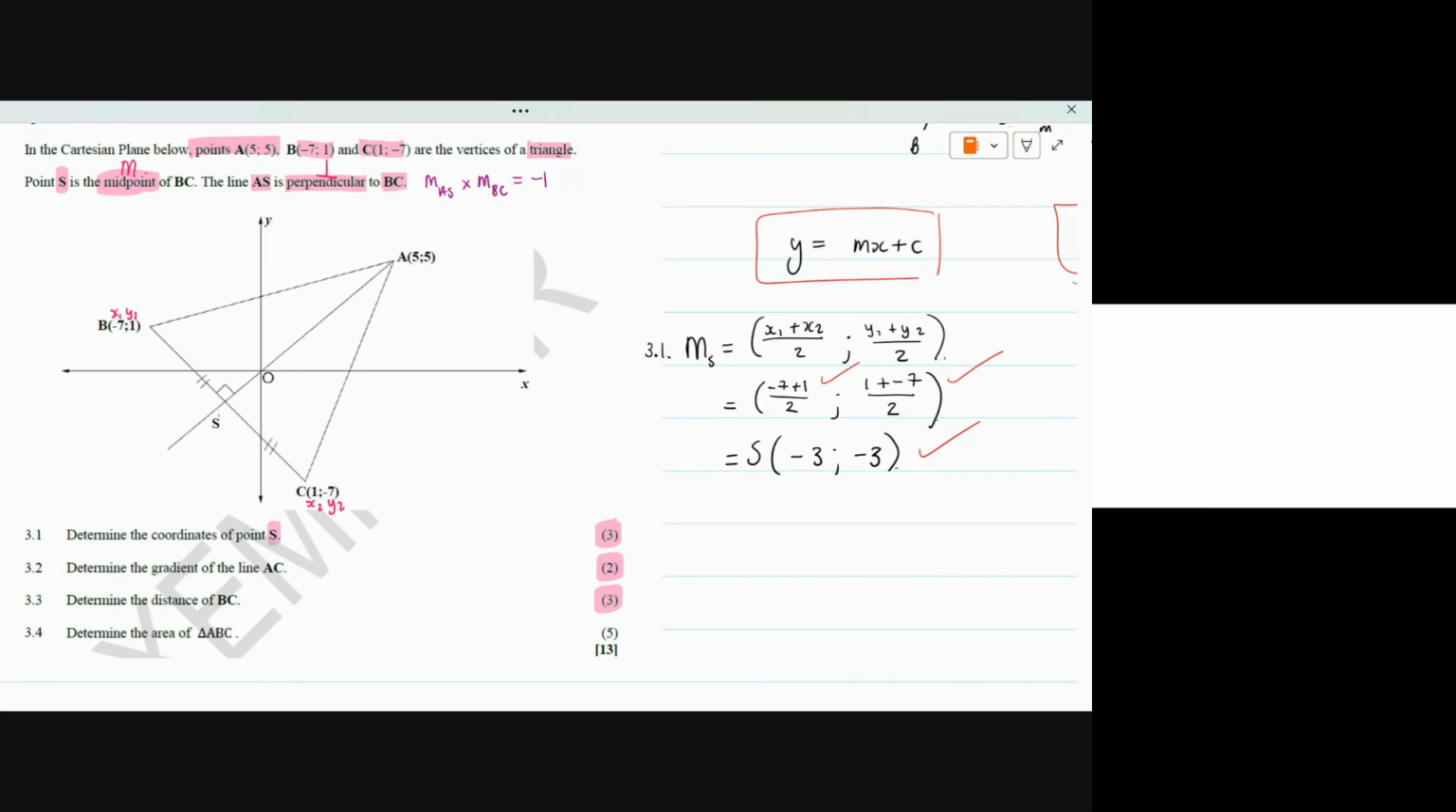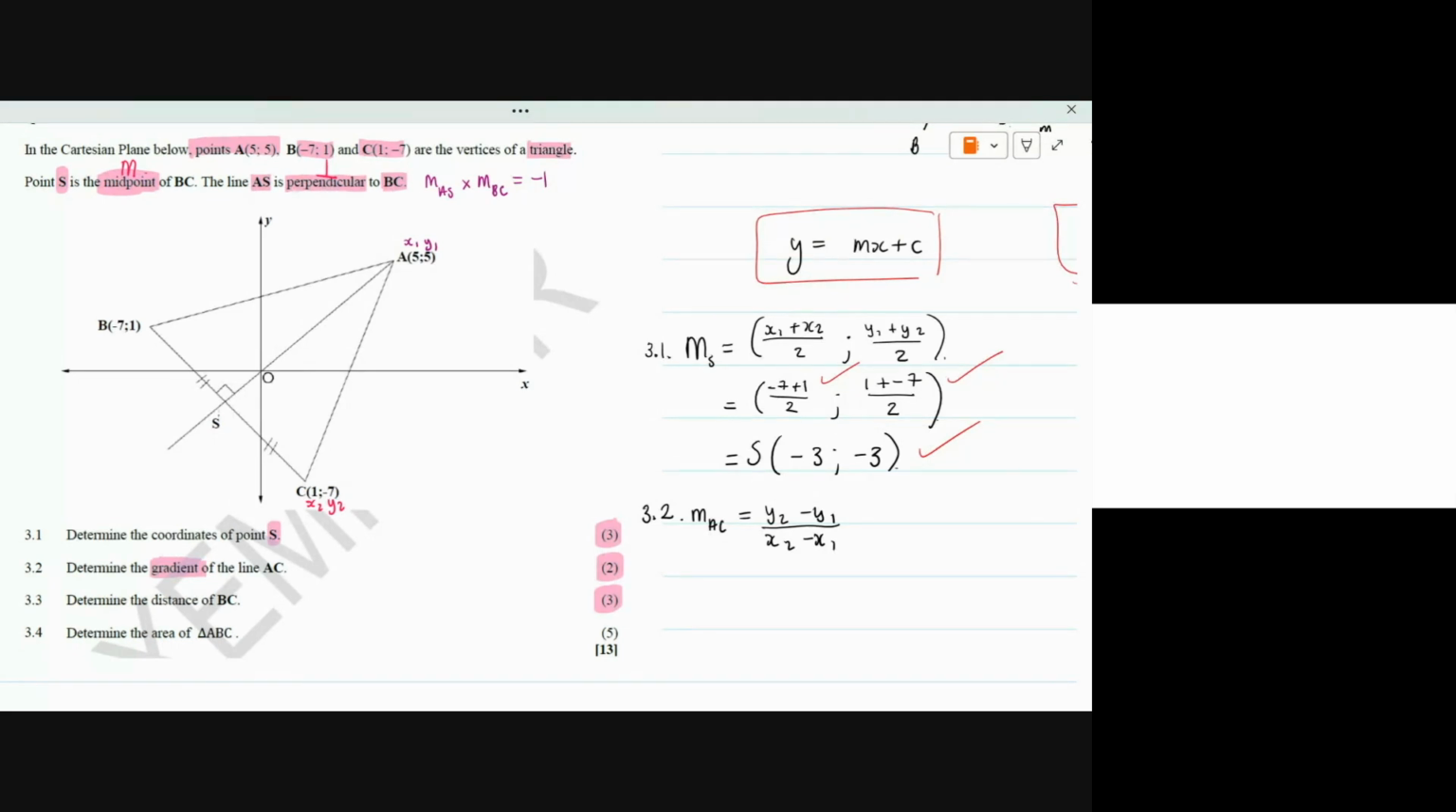Yes, we should. Let's go to 3.2. Okay, the question is determine the gradient of the line AC. The first thing you do again is you label your coordinates. Since we already labeled C, we go to A and we'll make it x1 and y1, and C will remain x2 and y2. And then the formula to find the gradient is m equals y2 minus y1 over x2 minus x1.